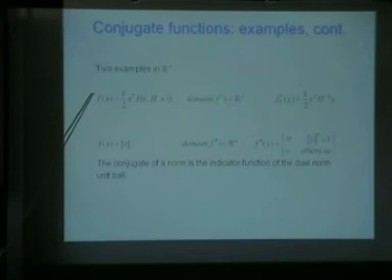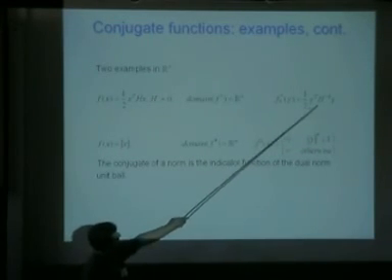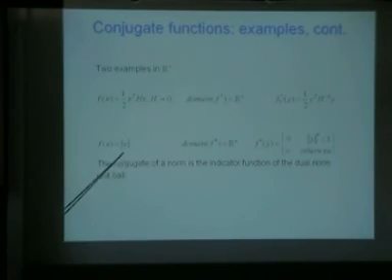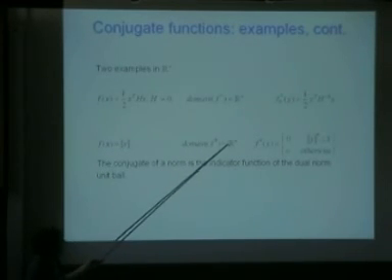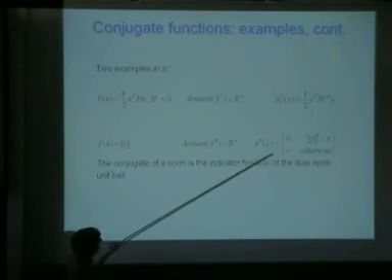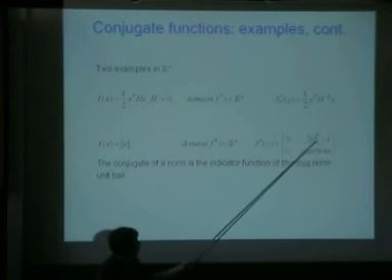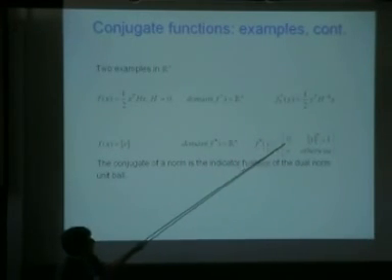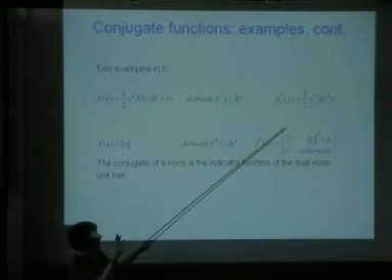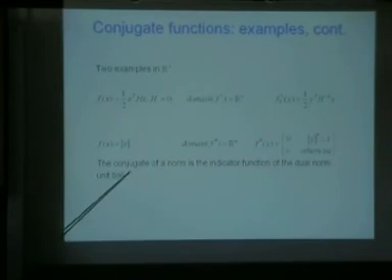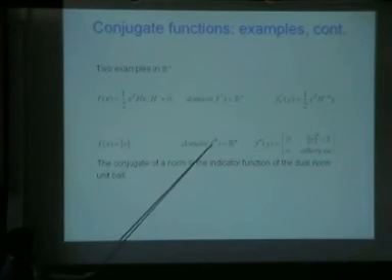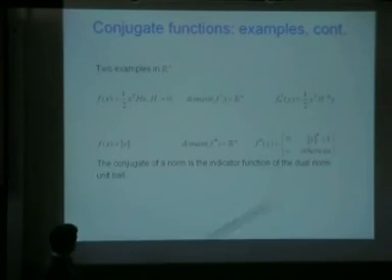Two examples in Rn of these are constant functions. I'm just giving you examples in R. Here's 2 examples in Rn. Well, a norm is a tricky one. If f is just a norm, the domain of the conjugate is a ball, and this is the conjugate function. It's 0 if the dual norm is less than 1, and it's infinite otherwise. And this you can pick up as an indicator function. Wherever it's 0, that's where I want to go. So the conjugate of a norm is the indicator function of the dual norm ball.